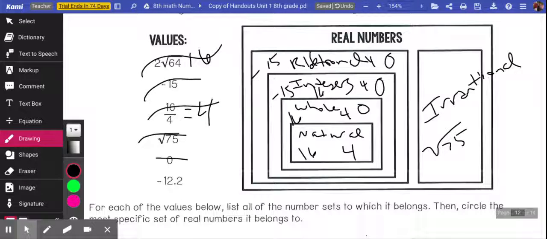And the last one, -12.2. So I know it's not a natural counting number, so it's not whole. Is it an integer? Some people would say they think it is because of the negative sign, and that is not true. It is rational because it is a decimal number that stops.